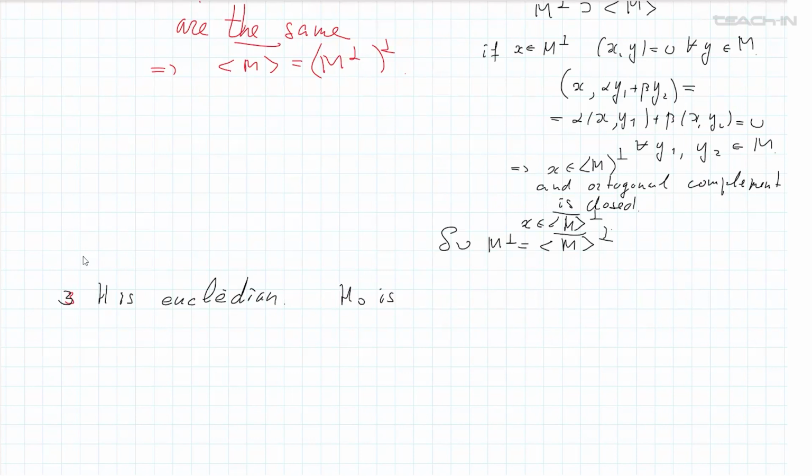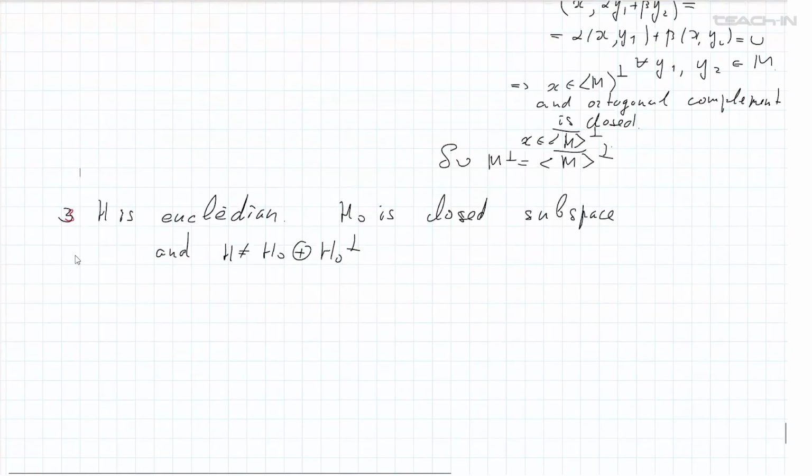H0 is closed subspace, and H is not the sum of H0 and its orthogonal complement. Let's take H, for example, C minus 1, 1, but 2 is here.